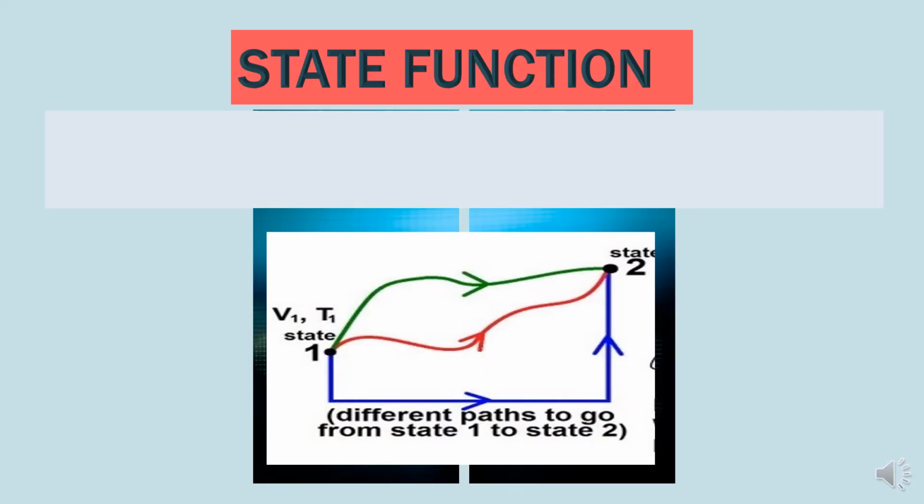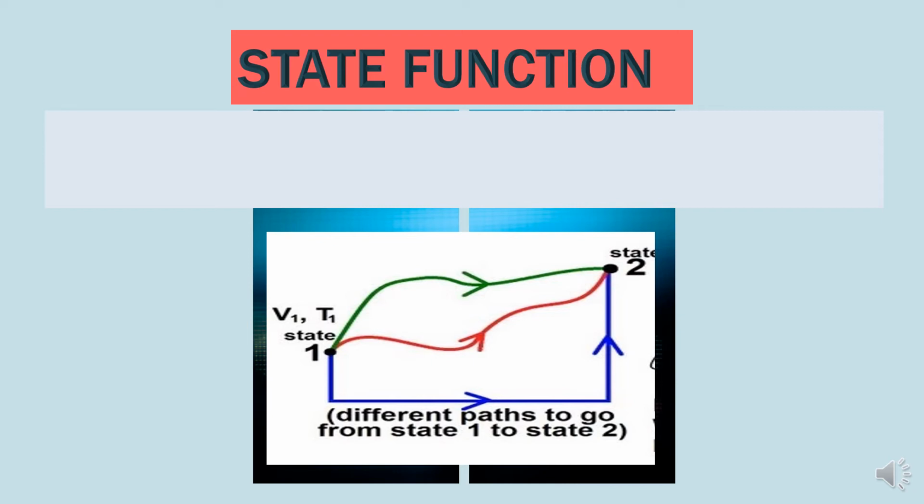Next is state function. Actually, a thermodynamic process can be identified when a change occurs from the initial state to the final state. मतलब एक प्रोसेस तब होता है जब एक सिस्टम अपनी इनिशियल स्टेट से फाइनल स्टेट में जाता है, और एक पर्टिकुलर स्टेट को हम डिफाइन कर सकते हैं बाय यूजिंग सर्टेन प्रॉपर्टीज.